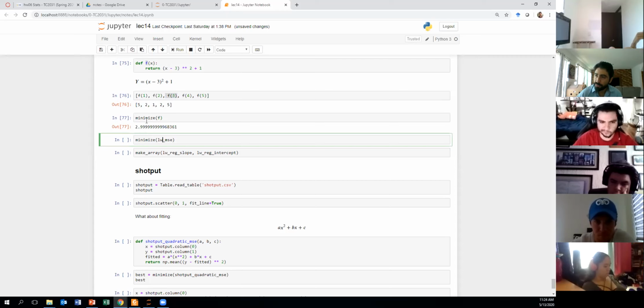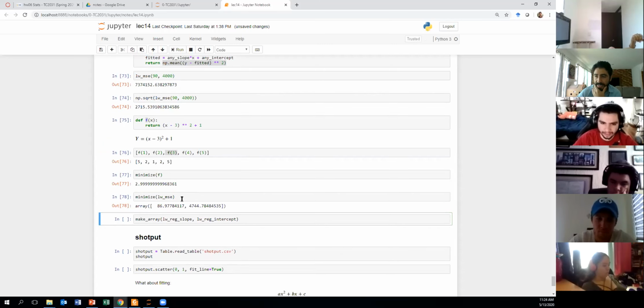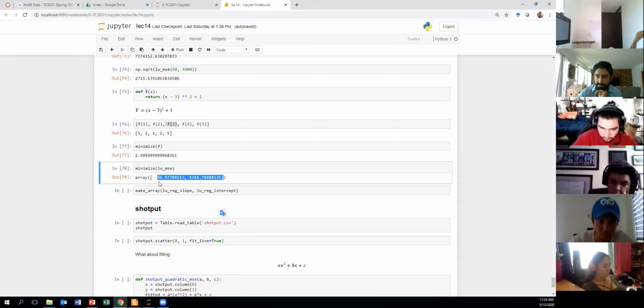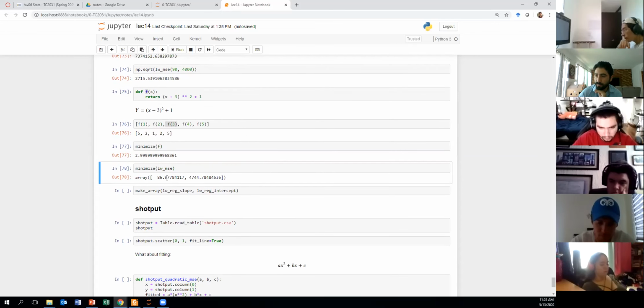So now I want to use the same thing with these functions. If I call it, I get this value for my slope and intercept. So basically what it does, it goes through all the possible combinations between the slope and intercept, and it gives you the value that gives you the lowest mean square error. And so this would be this.